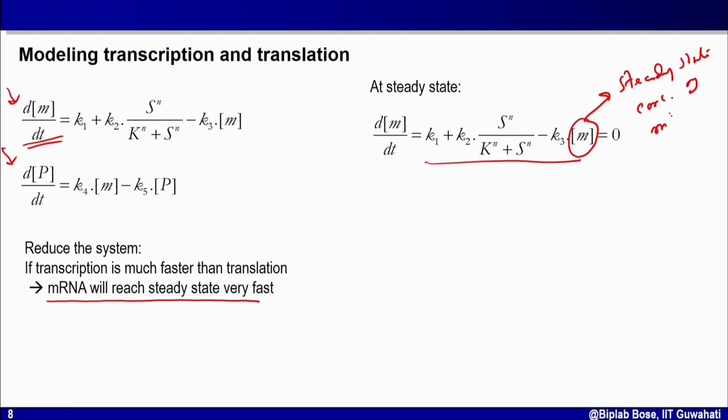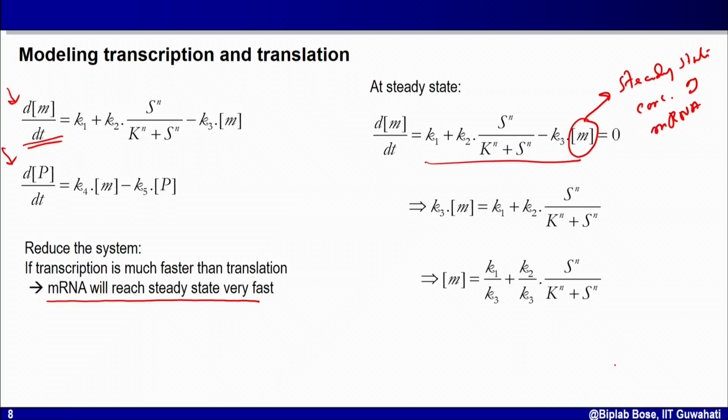of my mRNA. So I want to separate that out from this algebraic relation. I take K3 and M on the left hand side and keep everything else on the right hand side. Further, I can divide both sides by K3. Then I get the steady state concentration of M. M is equal to K1 by K3, considering that I have a leaky expression, plus K2 by K3 into the Hill function, S to the power n divided by K to the power n plus S to the power n. This is my Hill function.